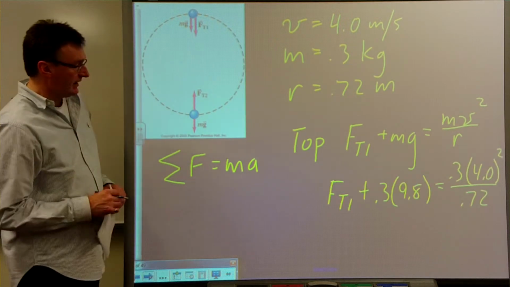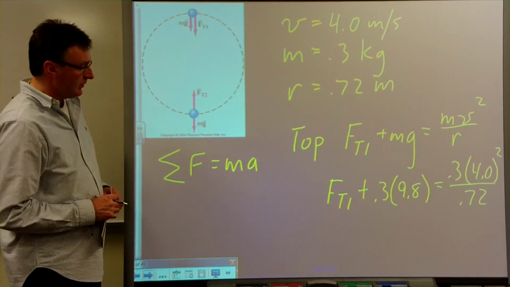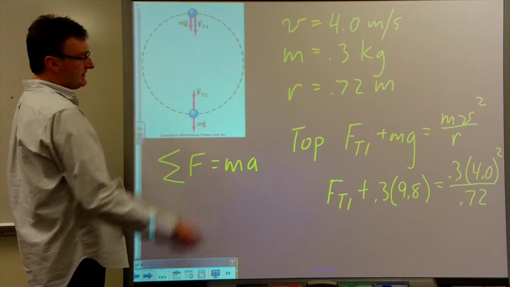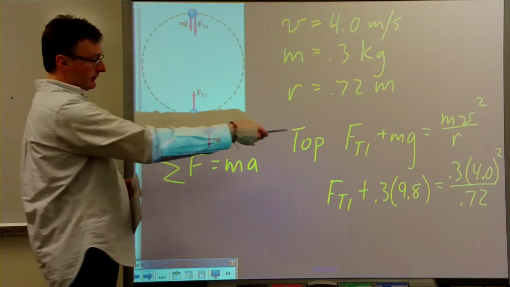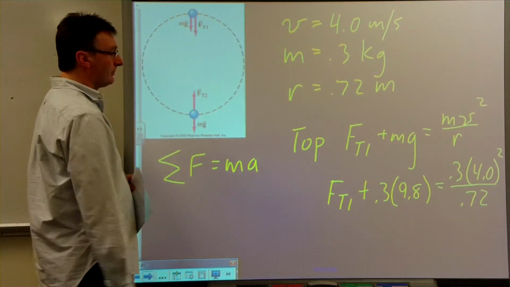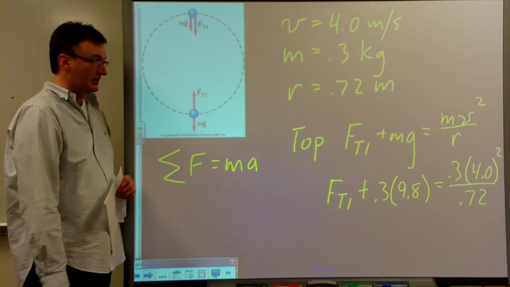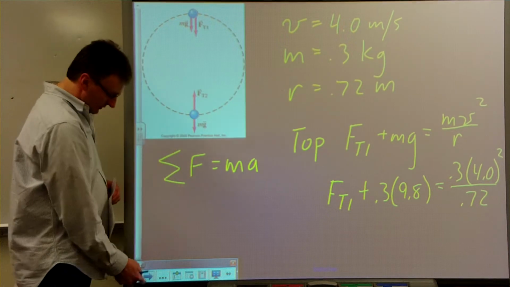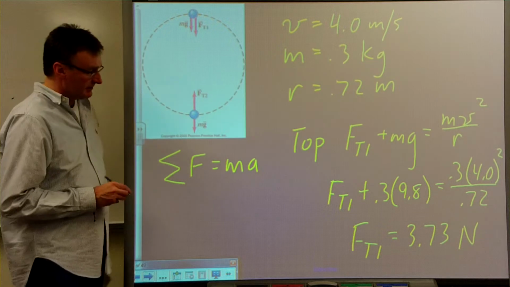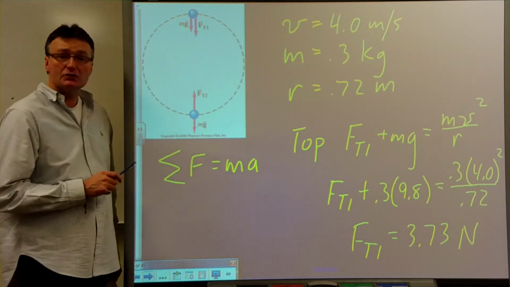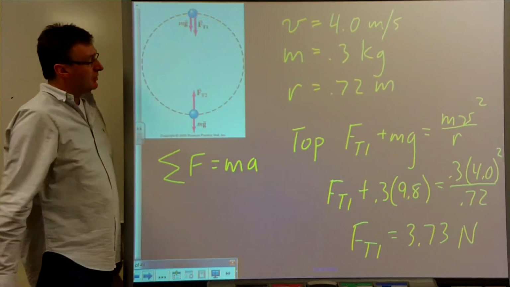So we can just put the numbers in there, and Ft1 plus 0.3, the mass of the ball, times g, 9.8. And then the mv squared over r is 0.3 times 4.0 squared divided by 0.72. And I trust you can do the arithmetic on that. And we'll get the tension force has to be 3.73 newtons at the top of the motion.